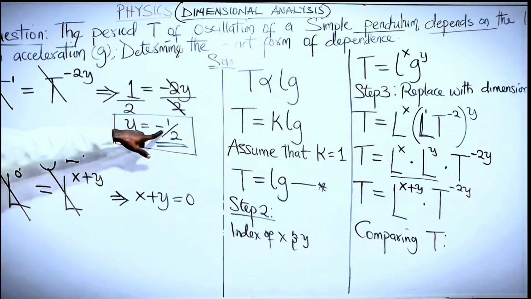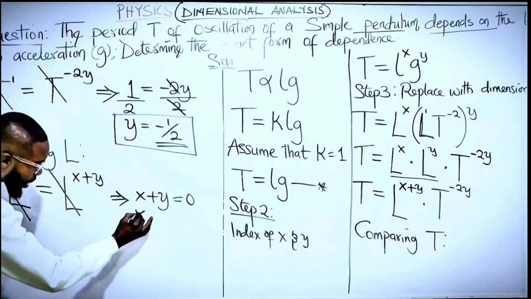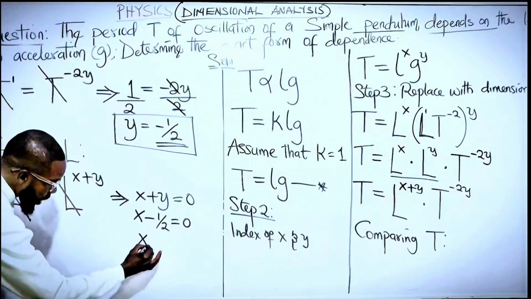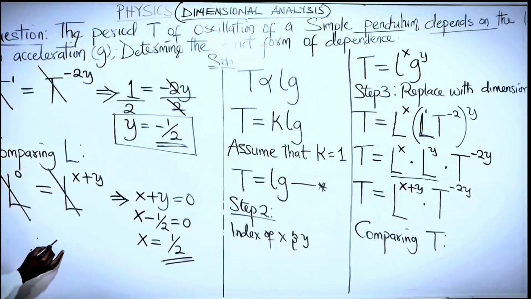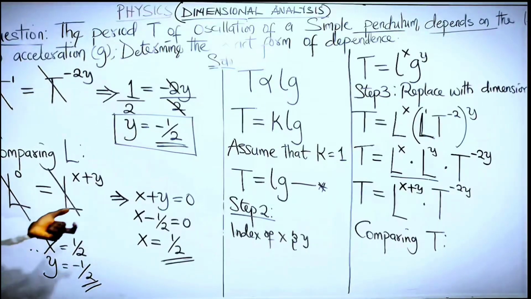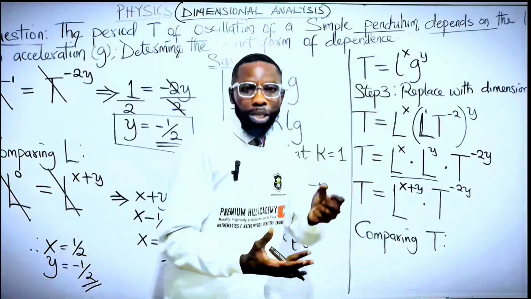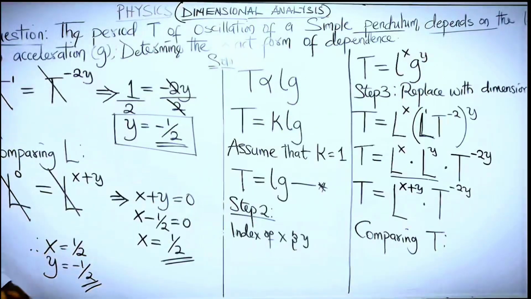But then I have y as minus 1 over 2. So I can substitute y for minus 1 over 2 here. That gives me x minus 1 over 2 equal to 0. If I collect like terms, my x is equal to what? 1 over 2. Therefore, we can say x is 1 over 2, y is minus 1 over 2. That's what we're looking for. So we are using their dimension parameters to get the value of x and y, so that we substitute the value of x and y and then perform the operation. So having gotten this, I'm going to clean this part off and then we'll continue from here.